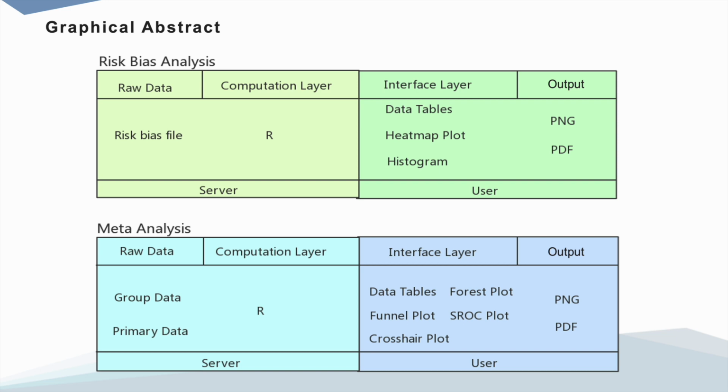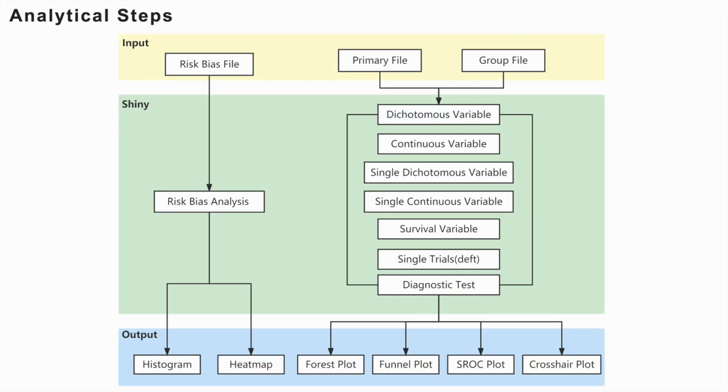Here is the basic framework of Onlinemeta. It consists of two parts, risk bias analysis and meta-analysis. Users can upload the raw file in CSV form, then the computer will analyze it in R language and visualize the results. The output can be accessed in both PNG and PDF forms. These are the analysis steps in detail.